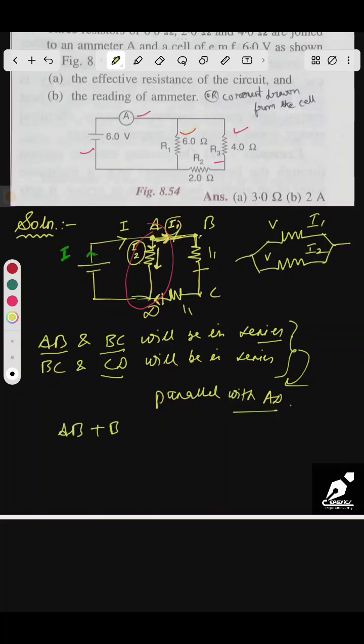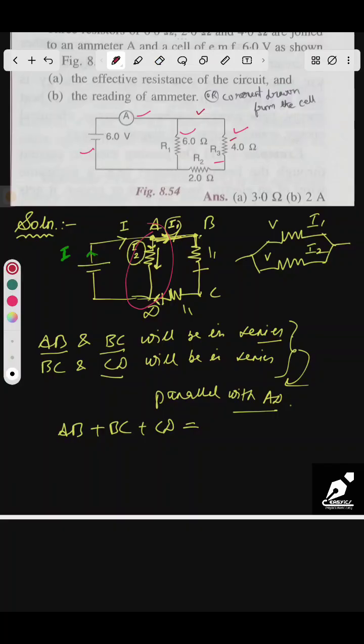AB plus BC plus CD, they will be equivalent. Okay, fine. AB has no resistance, so the resistance is only in the BC and CD part. I'm sorry, I consider AB also as having some resistance. If the question was like that, this part also having some resistance would be in series only, right? Anyway, it is good luck that this part does not have any resistance, so not an issue.